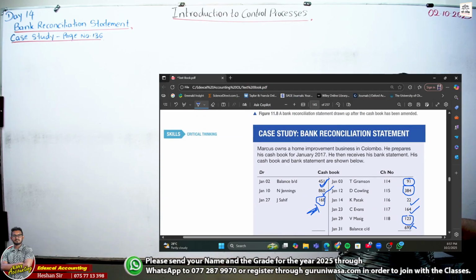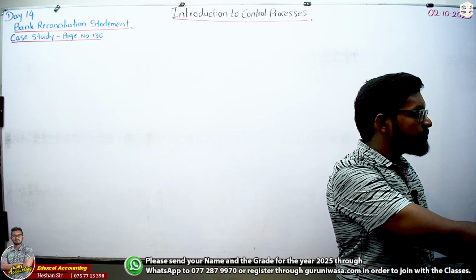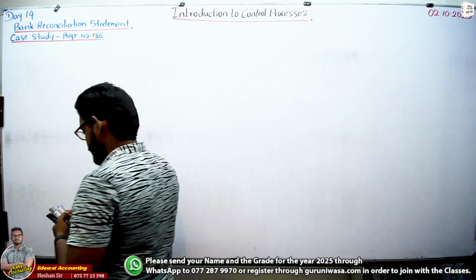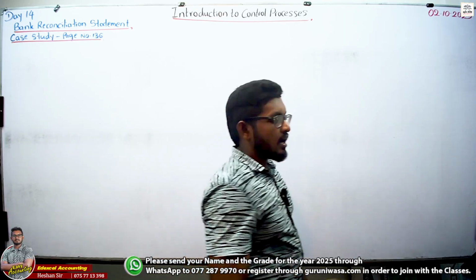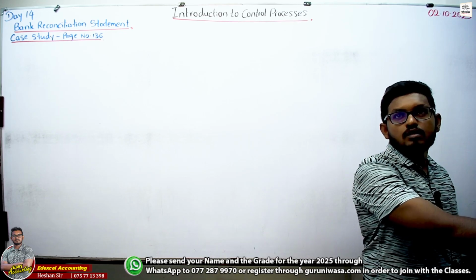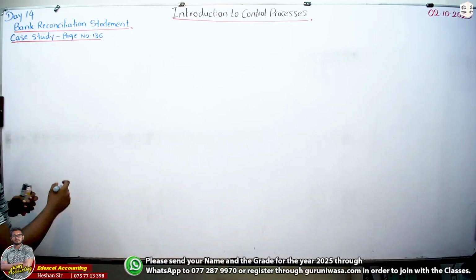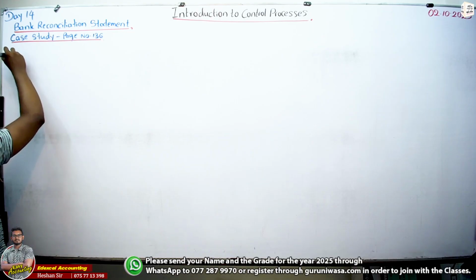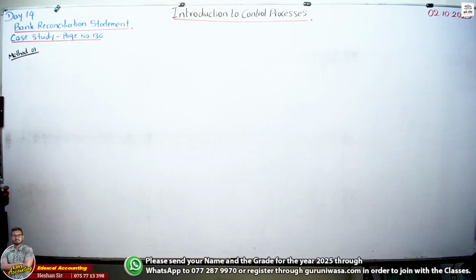Let's prepare. Now I told you initially we can prepare using three methods. First method, I told you we can prepare the bank reconciliation statement. Just wait. I'm going to use three methods. Method number one. I can prepare like this.